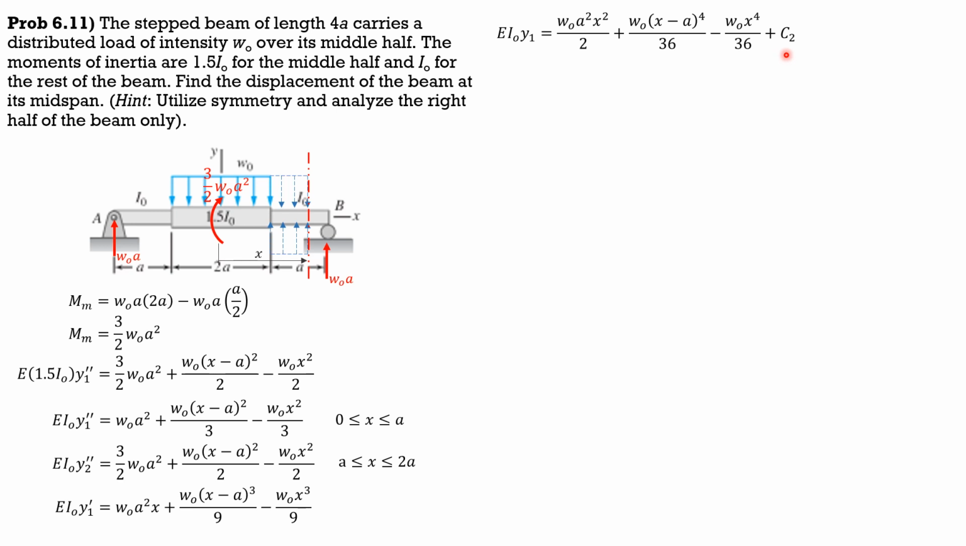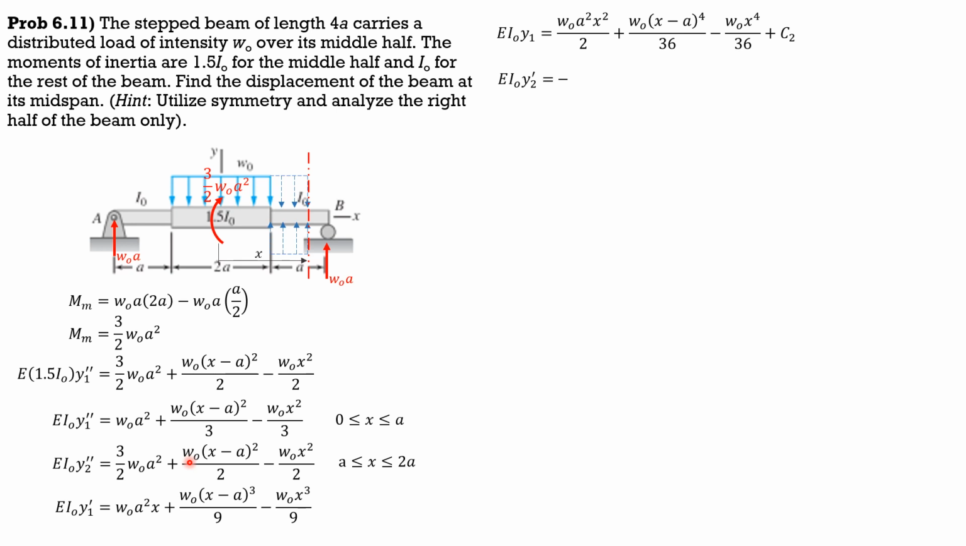We will evaluate C sub 2 later. And when x is 0, this will be 0. This will be ignored because the value inside the parenthesis is negative, and this is also 0. So that's why the maximum deflection is C sub 2 over EI. But we need to solve C sub 2 later. Then we also integrate this equation.